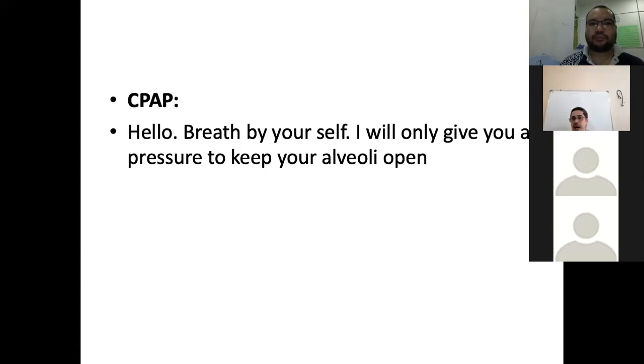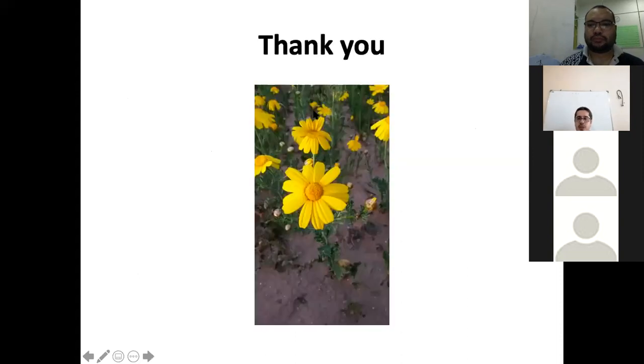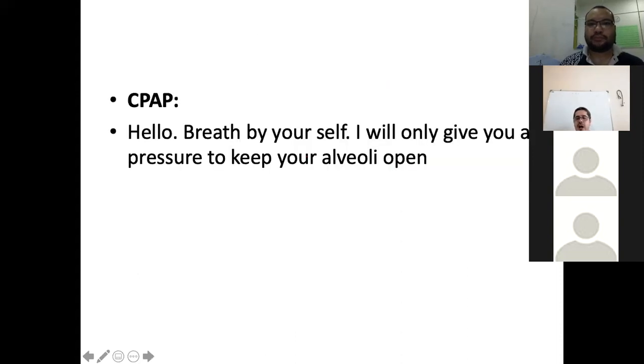So these are the common modes of conventional ventilation. Whether it is invasive or non-invasive: if the patient is taking the mechanical ventilation by endotracheal tube or tracheostomy, it means it is invasive. If the patient is taking the mechanical ventilation by mask, nasal mask or face mask, then it is non-invasive.